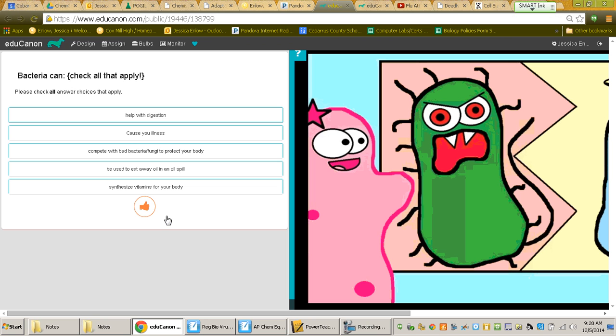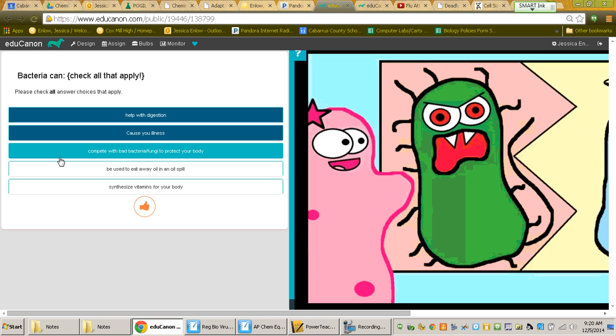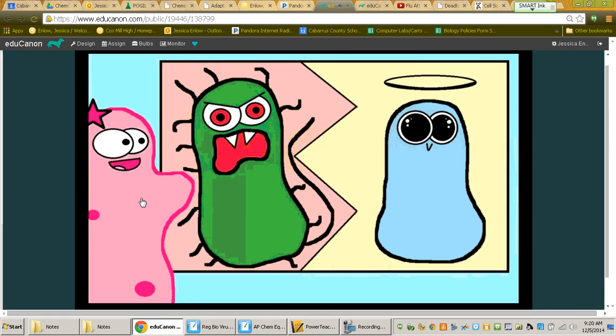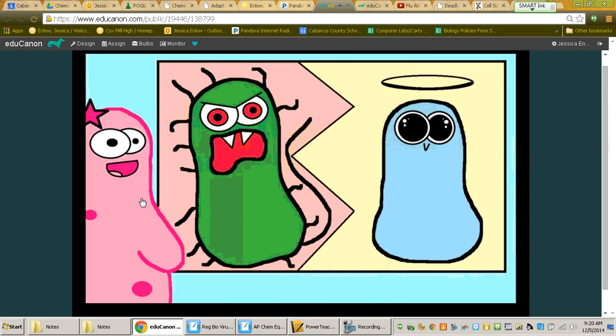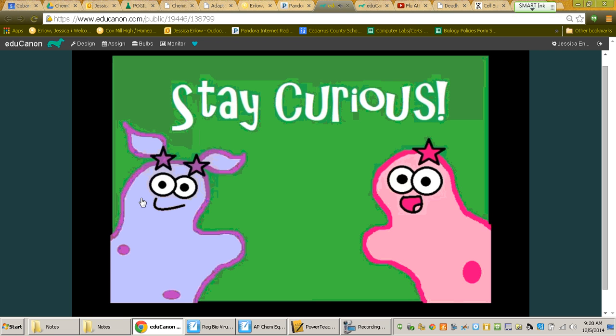Okay, so bacteria can, check all, okay? Can they help with digestion? Yes. Can they cause you illness? Yes. Can they compete with bad bacteria and fungi to protect your body? Yes. Can they be used to eat away oil at an oil spill? Yes. Synthesize vitamins for your body? Yes. They can do all those things. Those are some fun facts for bacteria. Something to think about the next time you want to call bacteria the bad little microbe. Well, that's it for the Amoeba Sisters, and we remind you to stay curious.